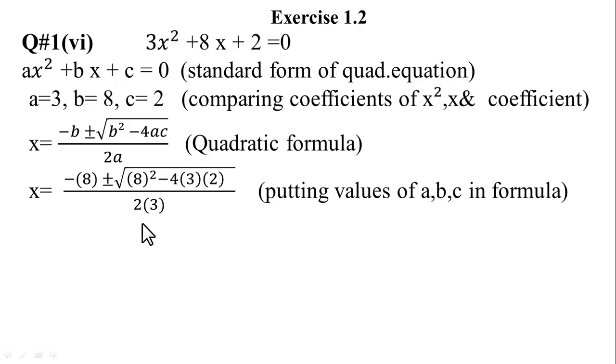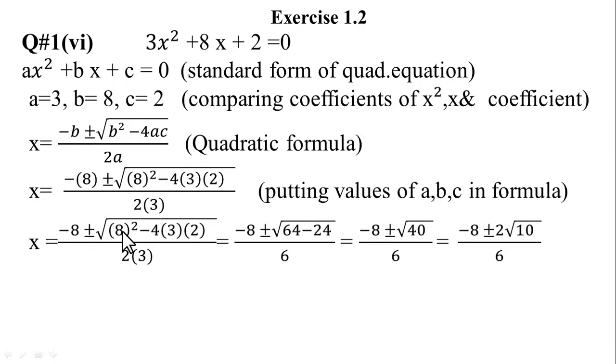Then x is equal to minus 8 plus minus square root of 8 whole square minus 4 multiplied by 3 multiplied by 2, divided by 2 multiplied by 3. So x is equal to minus 8 plus minus square root of 8 square is 64, 4 threes are 12 and 12 twos are 24, minus 24, divided by 6. Then x is equal to minus 8 plus minus square root of 64 minus 24 divided by 6.